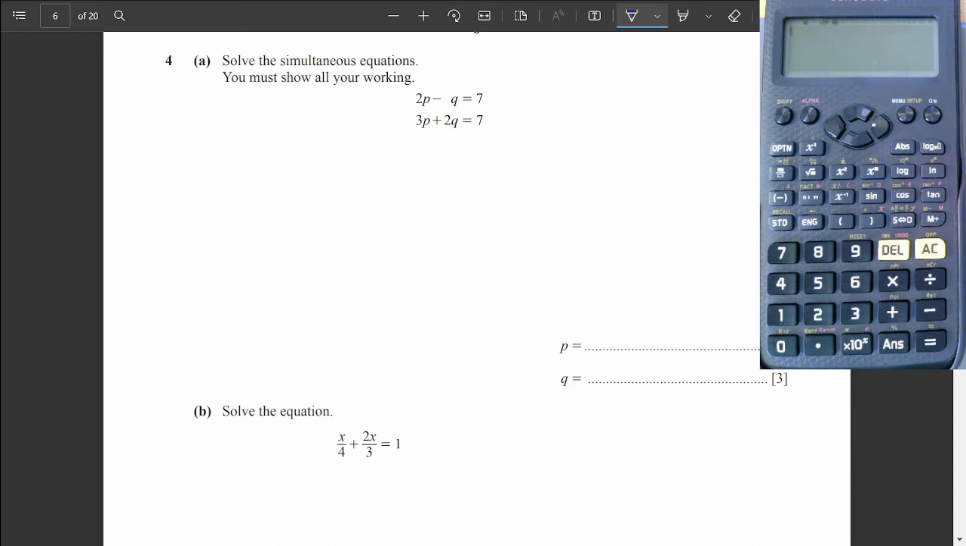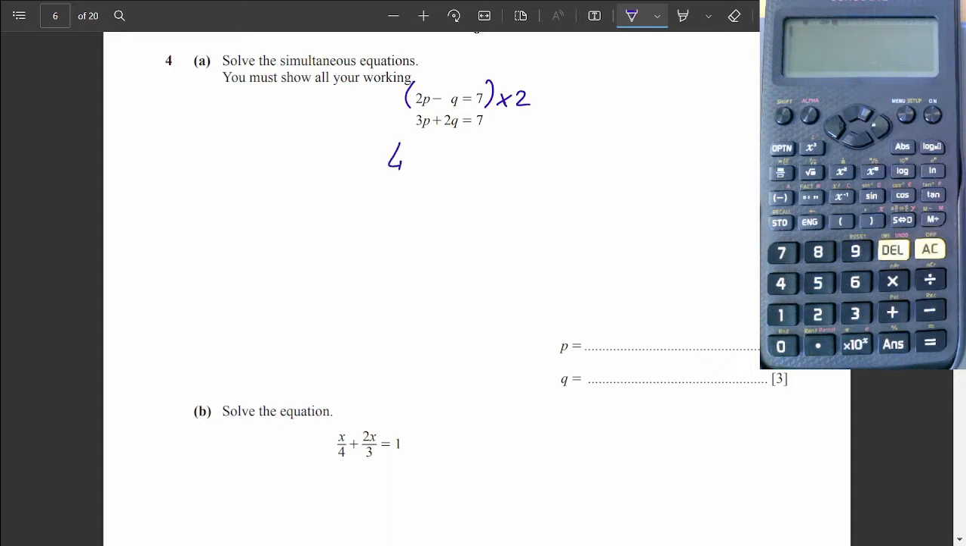Question 4a, simultaneous equations, and they've lined everything up for us nicely, the equal signs, the q's, the p's. So of course the quickest method here would be the elimination method. Now we need to get either the q's or the p's the same. We can multiply the top one by 3 and the bottom one by 2 to get 6p in both, but quicker would be just to multiply the top one by 2.